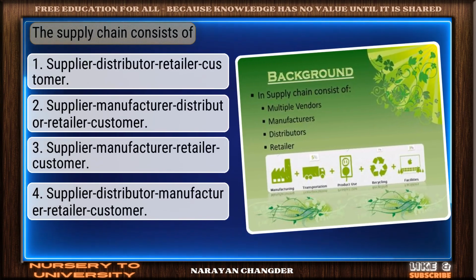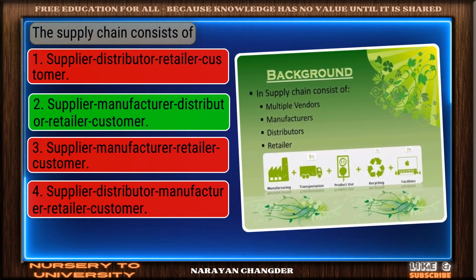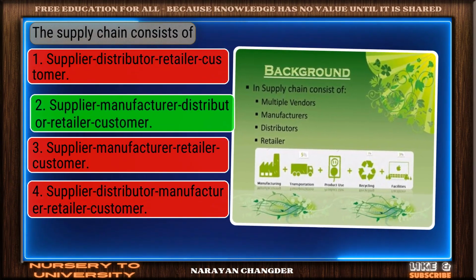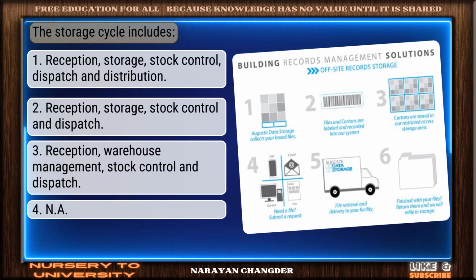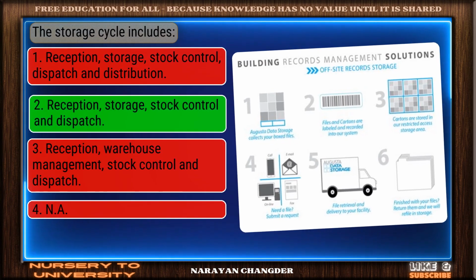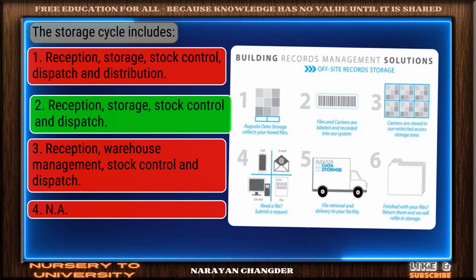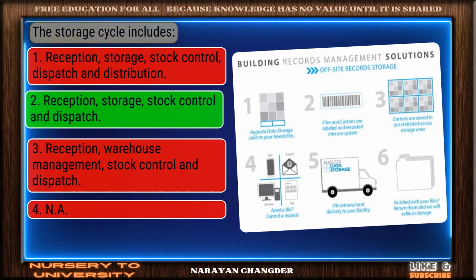The supply chain consists of. On track. Supplier, manufacturer, distributor, retailer, customer is the correct answer. The storage cycle includes. You're right. Reception, storage, stock control, and dispatch is the correct answer.